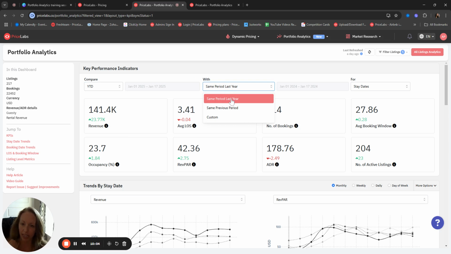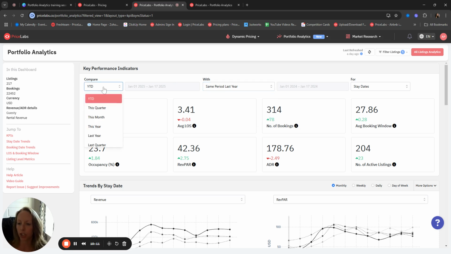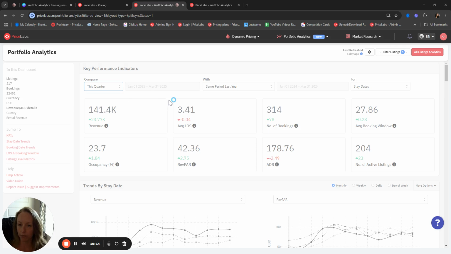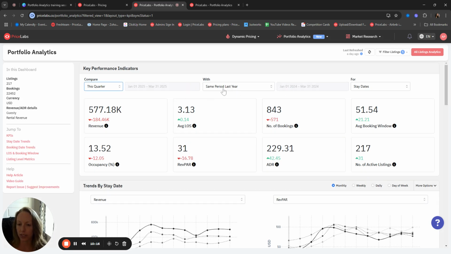You have same period last year. Those are the exact same as the previous year. Same previous period would be if I chose this quarter. So you'll see that same period last year is Q1 of last year because I'm filming this in January of 25. If I did same previous period, that's going to be Q4 of last year. So Q1 of this year compared to Q4 of last year. So the most recent previous time period, same length of time, I should say.